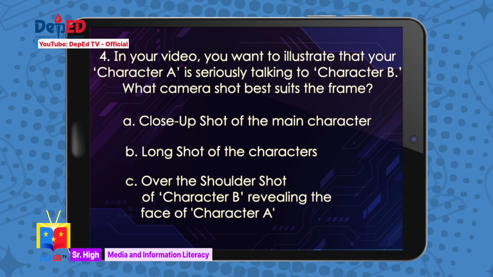Number 4. In your video, you want to illustrate that your character A is seriously talking to character B. What camera shot best suits the frame? A. Close-up shot of the main character. Letter B. Long shot of the characters. Or letter C. Over-the-shoulder shot of character B, revealing the face of character A. If your answer is letter C, over-the-shoulder shot, you are correct. This angle is the best camera position if you want to emphasize that 2 people are talking with each other.